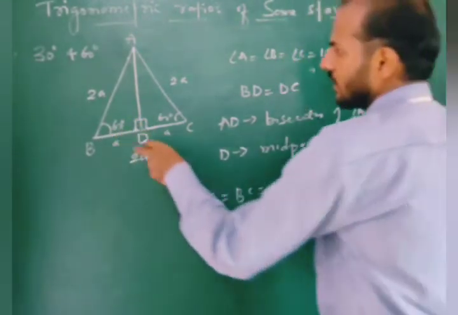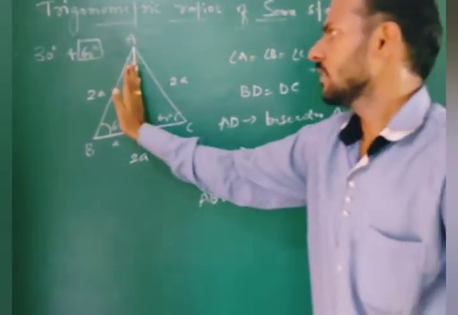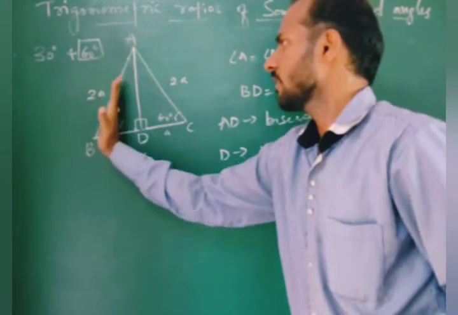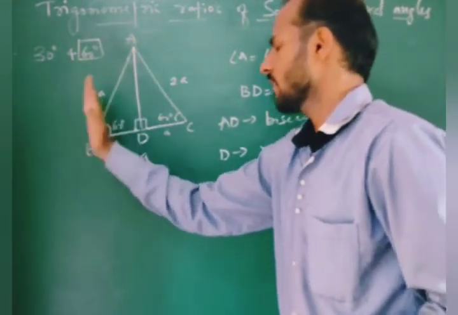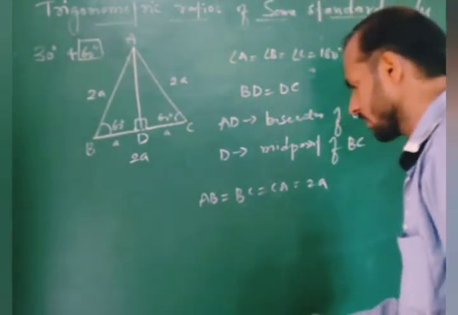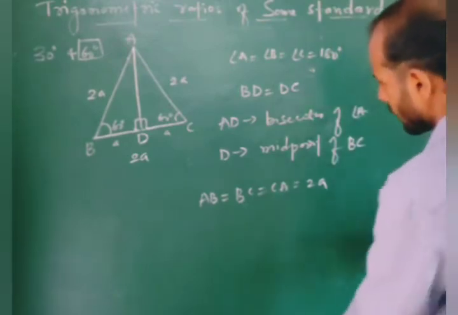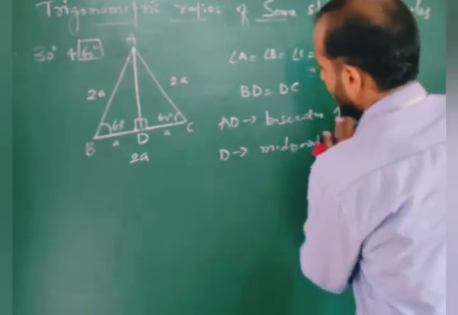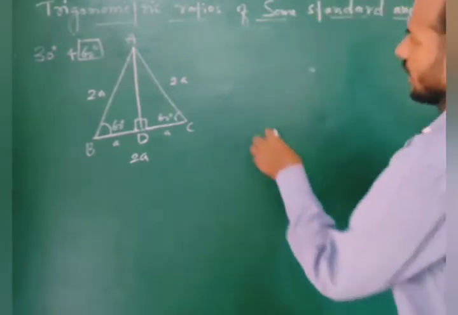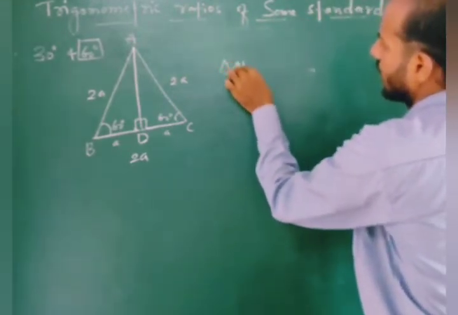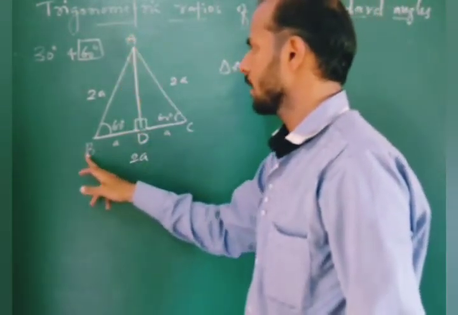Basically, to find 60 degree, now we have to find 60 degree. I am taking this right angle triangle separately. That is, this right angle triangle I can consider separately. What will happen? Let us take a triangle separately here. Triangle ADB.